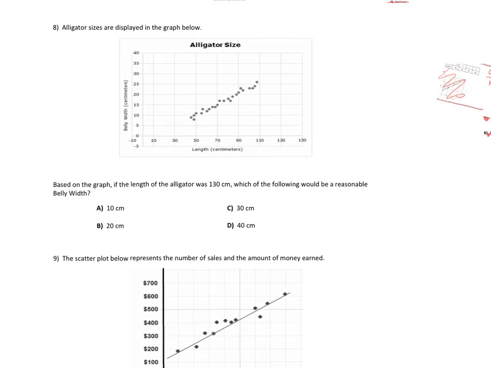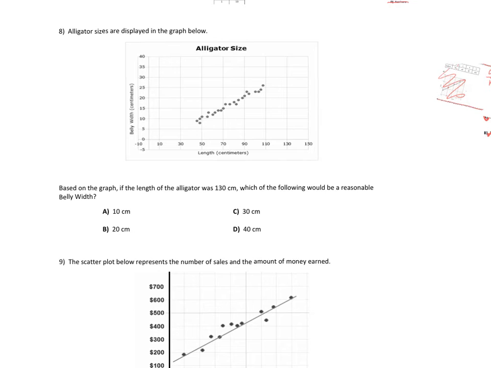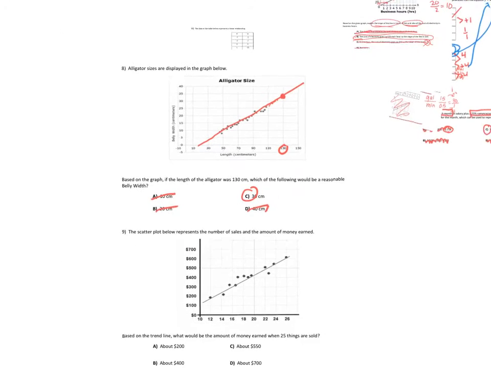We're going all the way over here to the length right here. Okay, so we're coming up here, and so I think this graph, if you do a line of best fit, it pretty much goes like this, right? Okay, so I'm going to say right in here, so in between 30 and 35. I think 10 is too low, 20 is too low, and 40 is too high. So I feel like 30 would be a reasonable belly width.